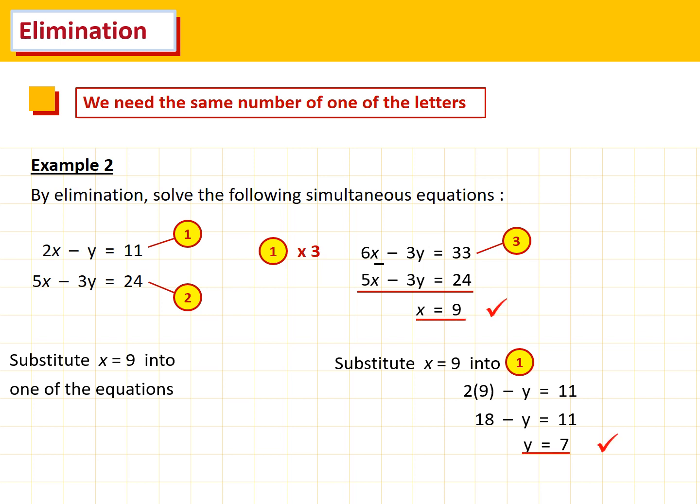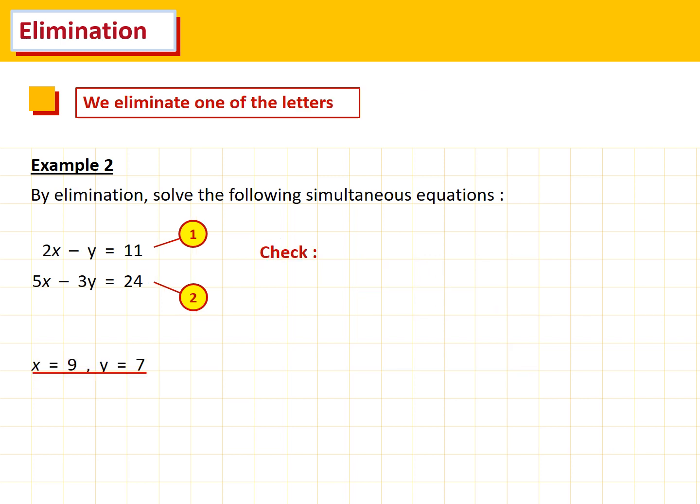But now we're going to check. We check by substituting x equals 9 and y equals 7 into both equations. In equation 1, we end up with 2 lots of 9, subtract 7 equals 11, i.e. 18 take away 7 equals 11. Yes, it does. And in equation 2, 5 lots of x subtract 3 lots of y becomes 5 times 9, subtract 3 times 7 equals 24. 45 take away 21 equals 24. Yes, it does. We know we've got the right answer.